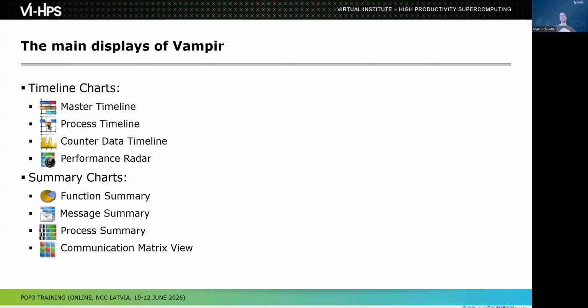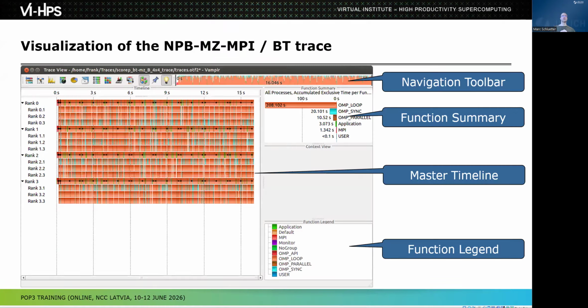So the main elements of Vampire are the master timeline chart and the process timeline. It is enhanced by counter timelines. This is where the counters have the advantage that you see the distribution over time, which is lost in the summary information on the profiling side. And you get additional information with summary charts about the functions, the messages, processes, and the communication metrics.